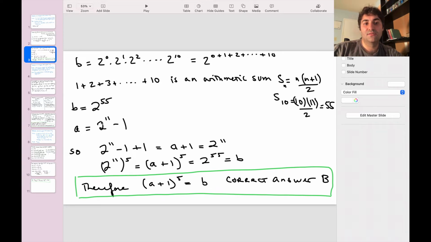A is equal to 2 to the 11th power minus 1. So let's try to find a relation between A and B. If I do A plus 1, cancel these 1's, and I get 2 to the 11th power. If I raise 2 to the 11th power to the 5th power, which is A plus 1 to the 5th power, we get 2 to the 55th power, which is equal to B. In other words, A plus 1 raised to the 5th power is equal to B. So the correct answer is B for this problem.